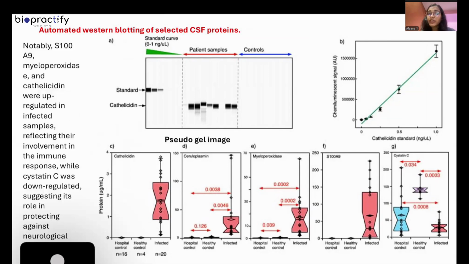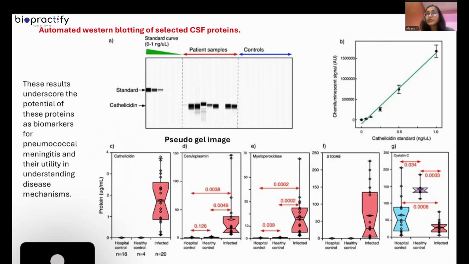This down-regulation indicates that its role is very important in protecting the nerves or brain from different infections or diseases. These results for the 5 different proteins indicate that these proteins could work as potential biomarkers for pneumococcal meningitis and for understanding the disease mechanism.